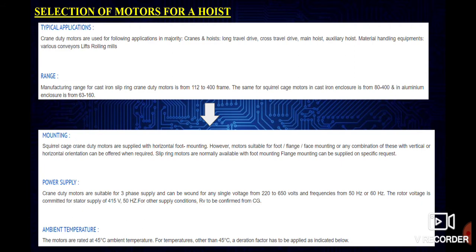Now for the power supply, the crane duty motors basically have a supply range for a three-phase supply. For a wound cage motor, it has a supply voltage from 220 to 650 volts, and for frequencies ranging from 50 Hz to 60 Hz, and the rotor voltage is committed for a stator supply of 415 volts at 50 Hz. For other supply conditions, RV is to be converted from CG.